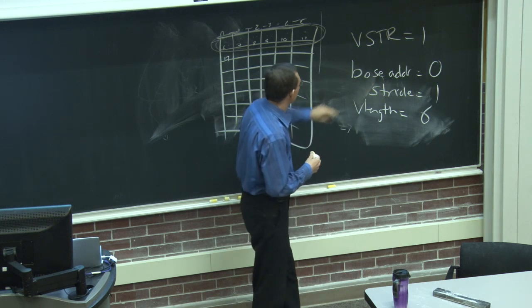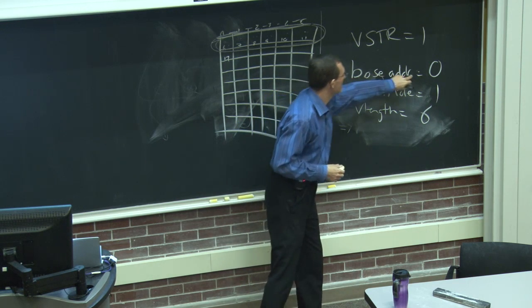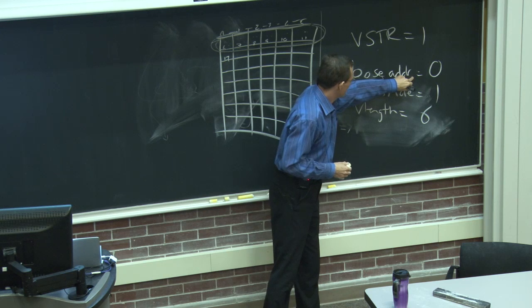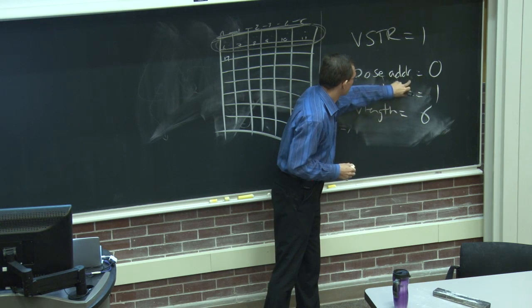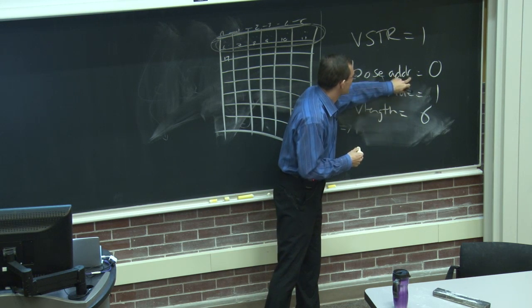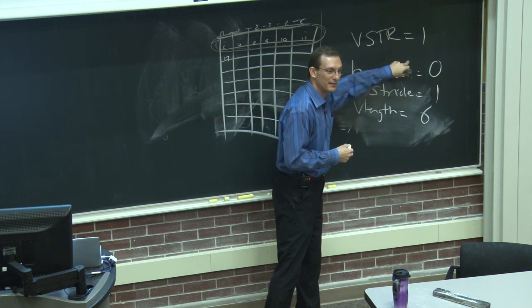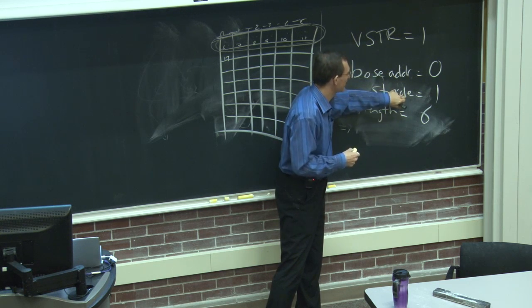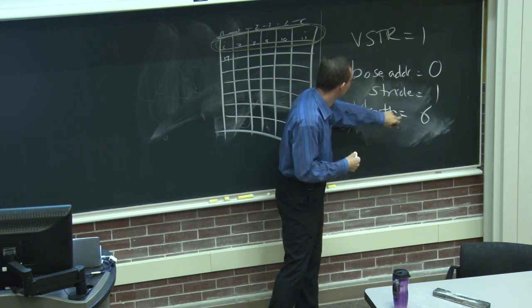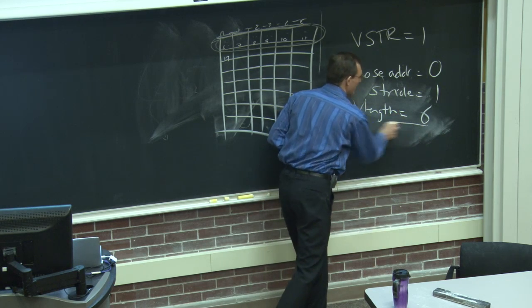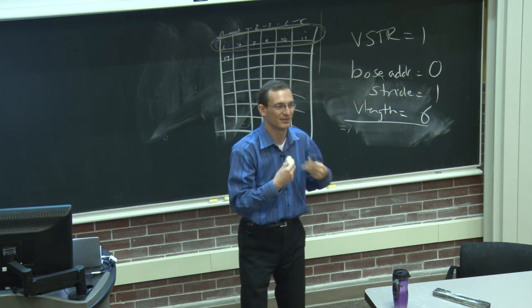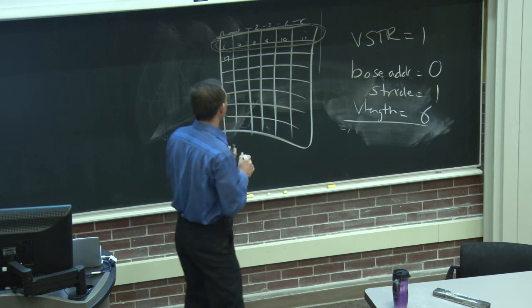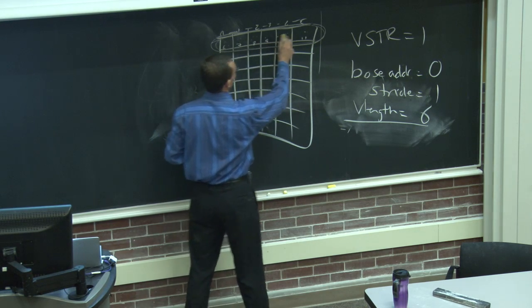And what the machine does is a load. It starts with the base address, loads that value, increments the base address with the stride, loads that value, increments that address with the stride, loads that value, until it does this operation vector length times. Make sense? This is nice if you're loading this part.